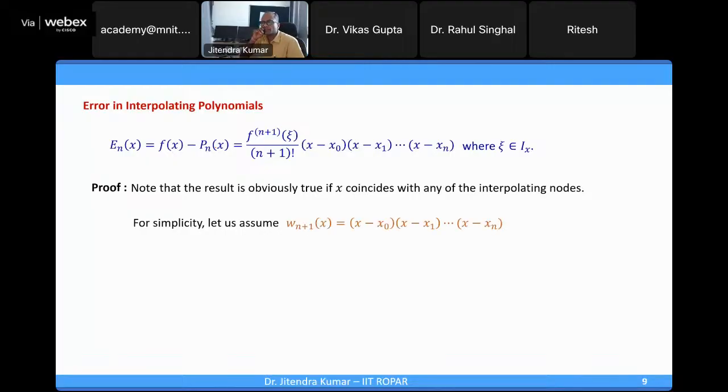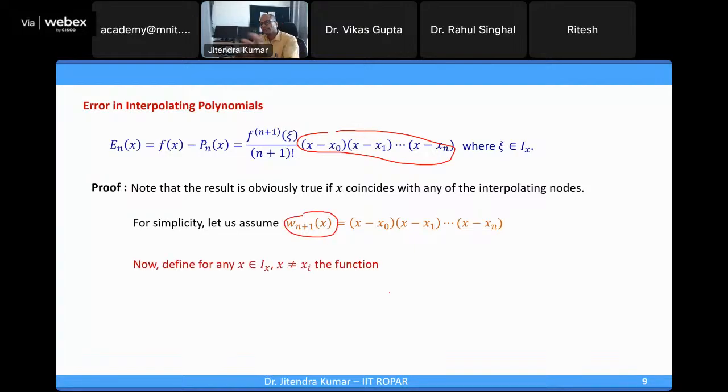For simplicity, this is just a sketch I'm giving you, not in detail. We consider this part here, which was given as x minus x0, x minus x1, etc., just defining this polynomial by wn(x), and then for a given x, which is not an interpolating node, we define this. This is one approach of deriving this error, but there are several other approaches which you can follow to get the error between the interpolating polynomial and the function.